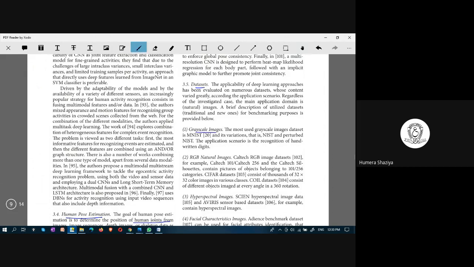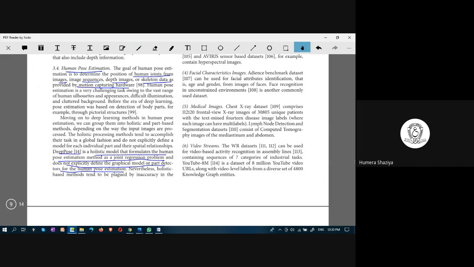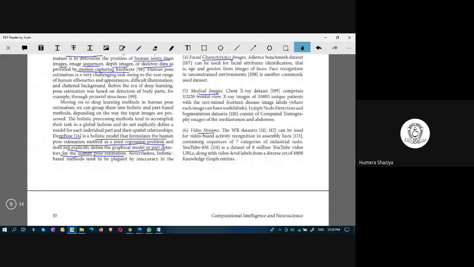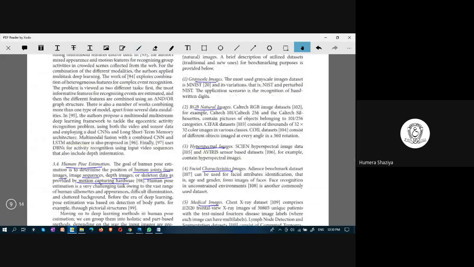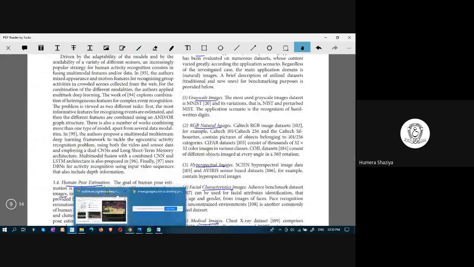And images can occur in grayscale format or in RGB natural images format or in hyperspectral images, facial characteristics images, medical images. All these are the different kinds of images, and when you collect together all these, they form the data set. Okay, this is all about deep learning in vision.